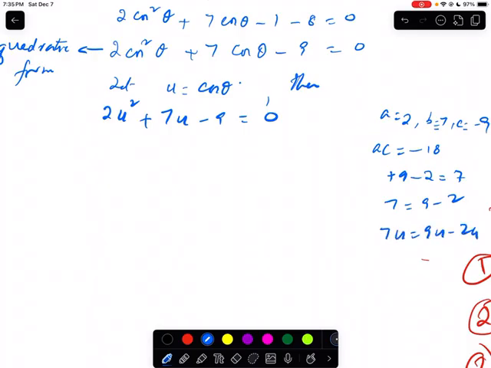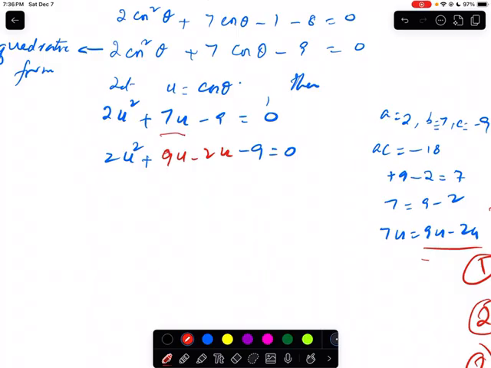So now I will replace the 7u over here by this expression. So I end up getting 2u squared plus, now remember, 7u is going to be replaced by 9u minus 2u. And then we have our minus 9 as it is equal to 0. Now we have 4 terms. So what do we do now? We will factor by grouping.